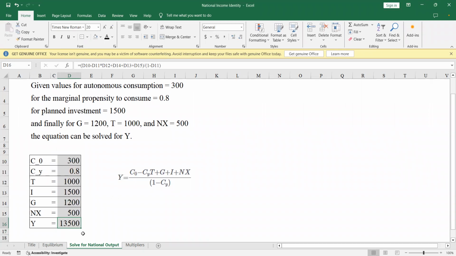And this gives me an aggregate output of 13,500. For an economy with these parameters, the GDP is going to be close to 13,500.